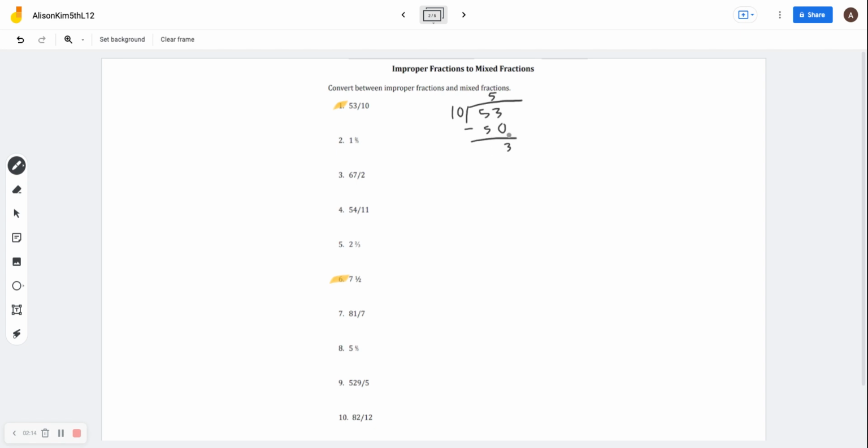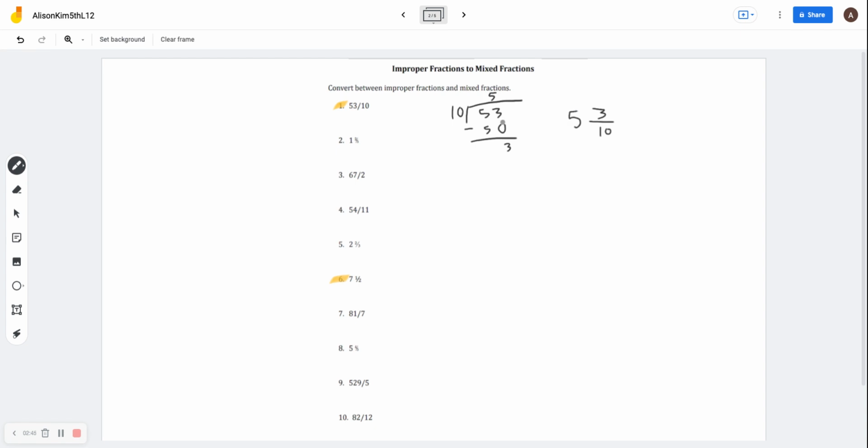This remainder of 3 will be our new numerator, but our denominator will stay the same. It will just stay as 10. So our new fraction will be 3 over 10. However, 3 over 10 does not equal 53 over 10, because it's way less than 53 over 10. What we're forgetting here is the 5 that we have up here. This 5 is going to be our whole number.